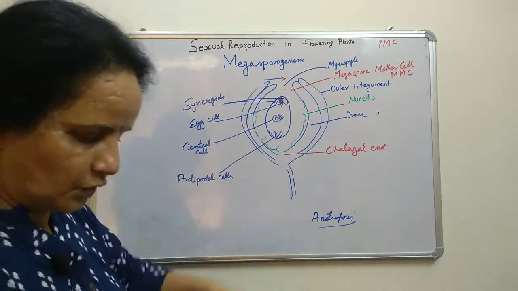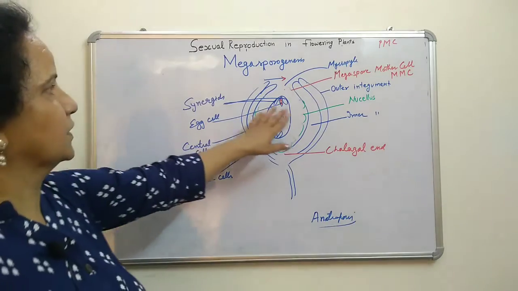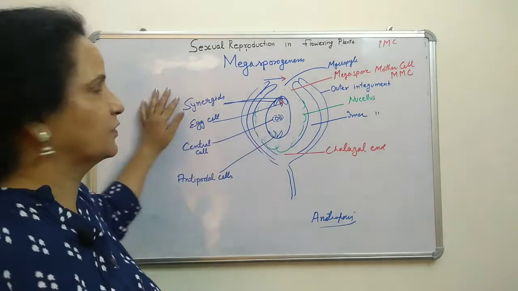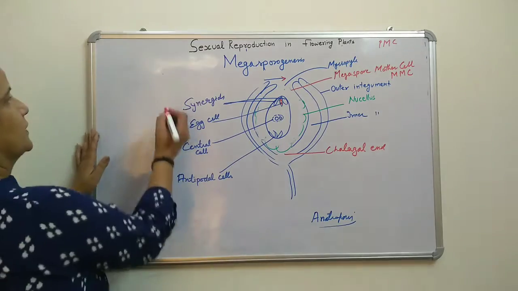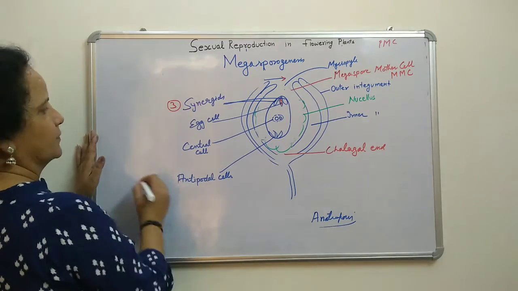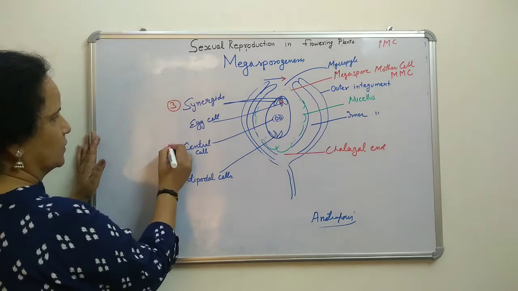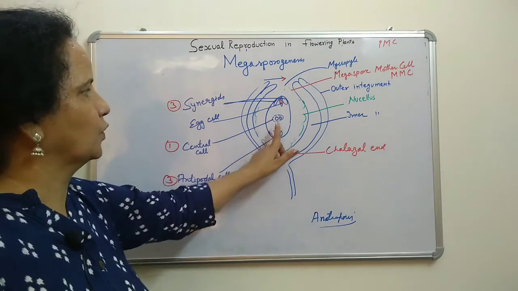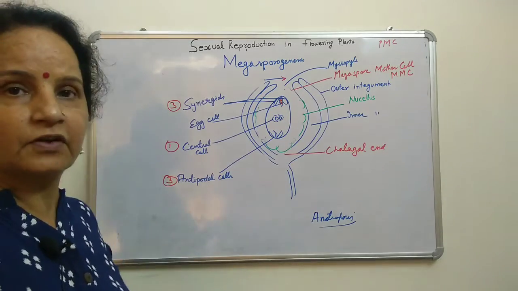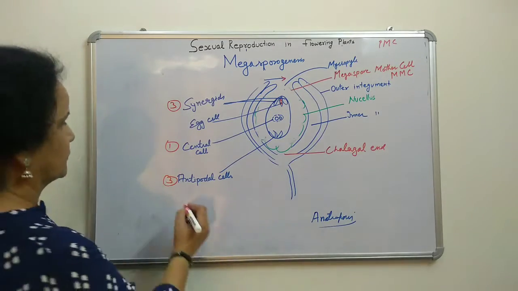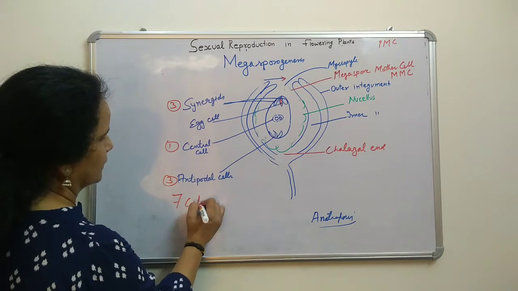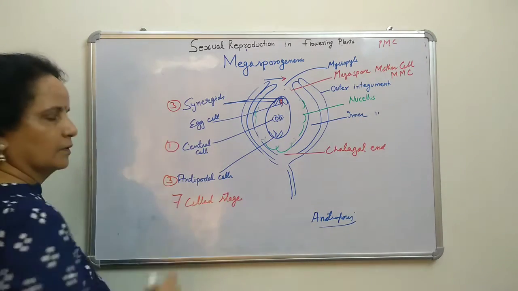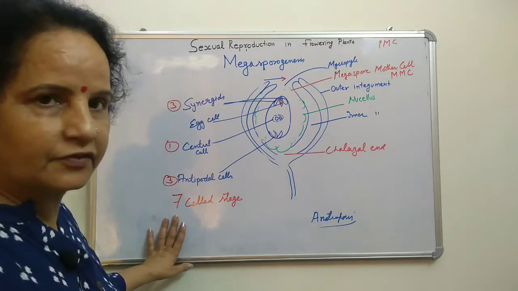So now what will be there? This condition is there. You can see here the 7 cell stage. 3 synergid cells, 3 antipodal cells, 1 central cell. Right? 1, 2, 3, 4, 5, 6, 7. That condition is called the 7 celled stage.